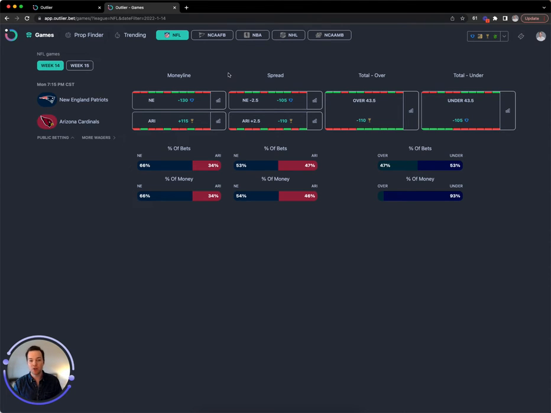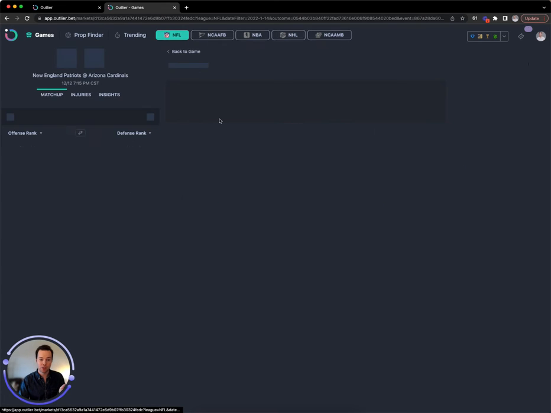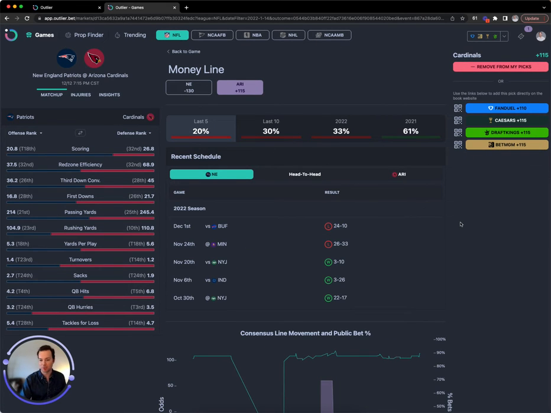A few other things to note here that apply across the board. Anytime you see odds or in fact a sportsbook logo, you can click that. Let's just click Arizona plus 115 on the money line, and it's going to actually add it to your picks. We'll talk about those a little bit later. Second, anytime you see a graph and you click the graph, you're going to get dropped into what we call our market details page. Let's spend a minute exploring this because this is a very, very important research tool on the Outlier web app. So right now, again, we're looking at Arizona plus 115 money line.